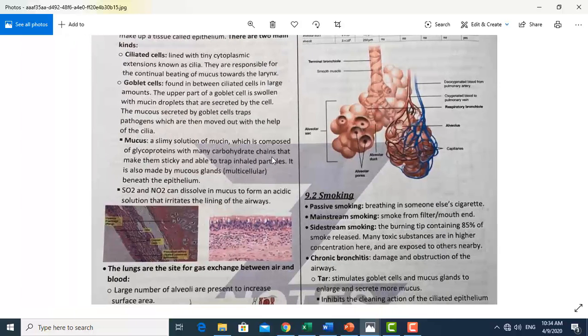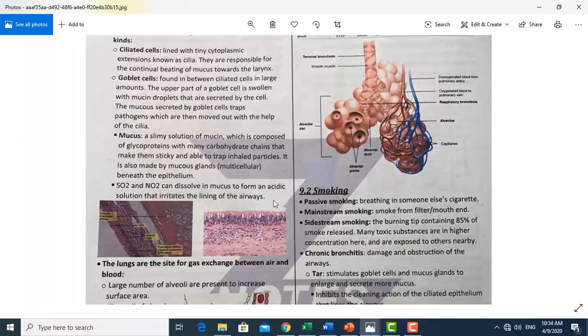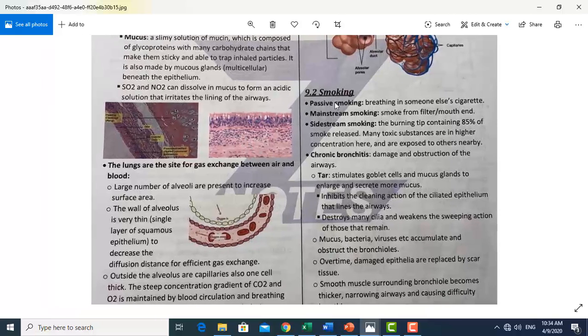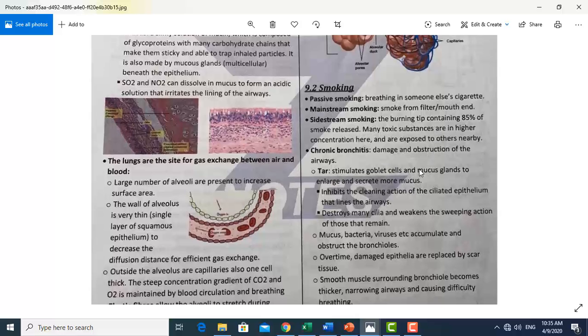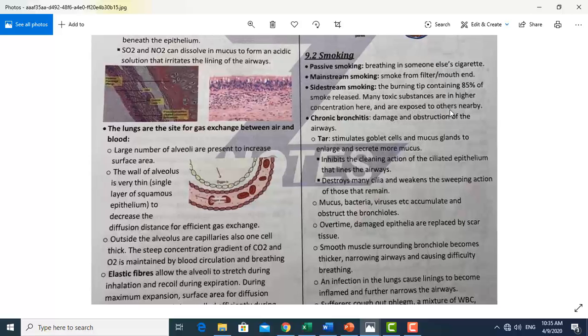Okay, one of the things that affects the whole breathing, and is a major threat to the lungs, is smoking. We've got something called passive smoking, and something called mainstream smoking and sidestream smoking. Passive smoking is breathing in someone else's cigarette smoke. Someone is smoking beside you, and you just tend to inhale it. You didn't plan for it, but it just happened. Mainstream smoke comes from the filter mouth end, and sidestream smoke from the burning tip contains almost 85% of the smoke released. Many toxic substances are in higher concentration here and are exposed to others nearby.